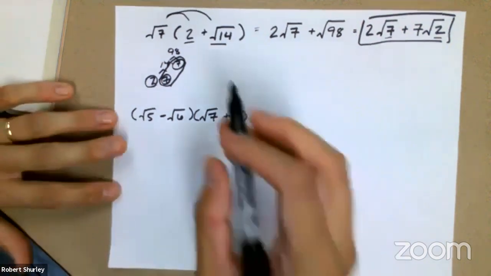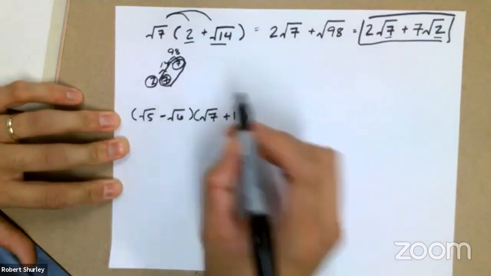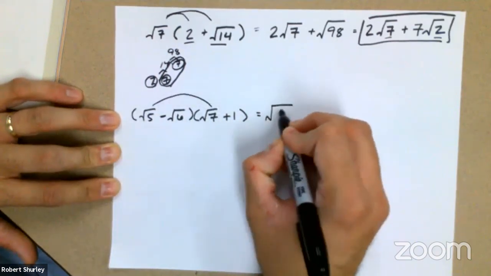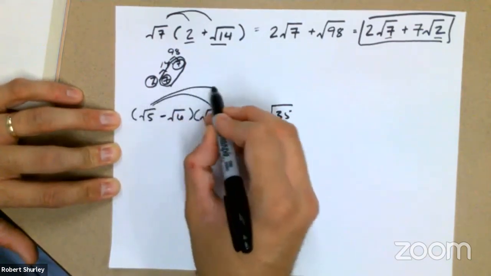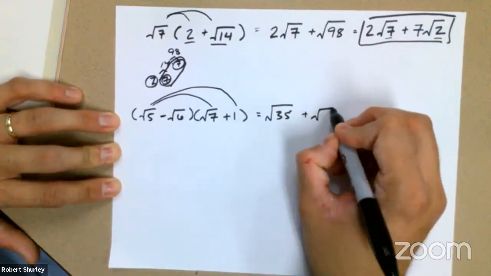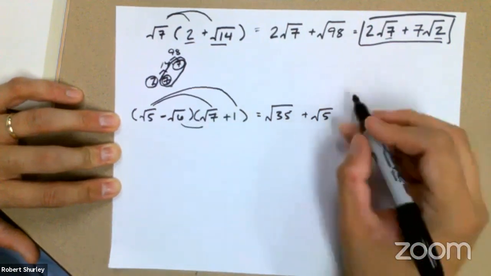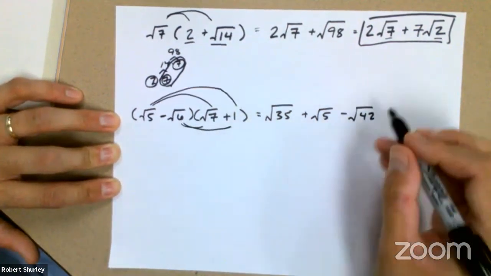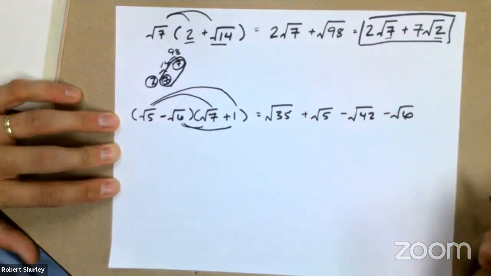Okay, keep going, guys. I'm going to just start doing the same thing you should have been doing. Just FOILing it out. First, we're going to get the square root of 35, right? First, outside. So 1 times anything is itself, right? Square root of 5. Inside, we get minus the square root of 42. And then lastly, we get minus the square root of 6.